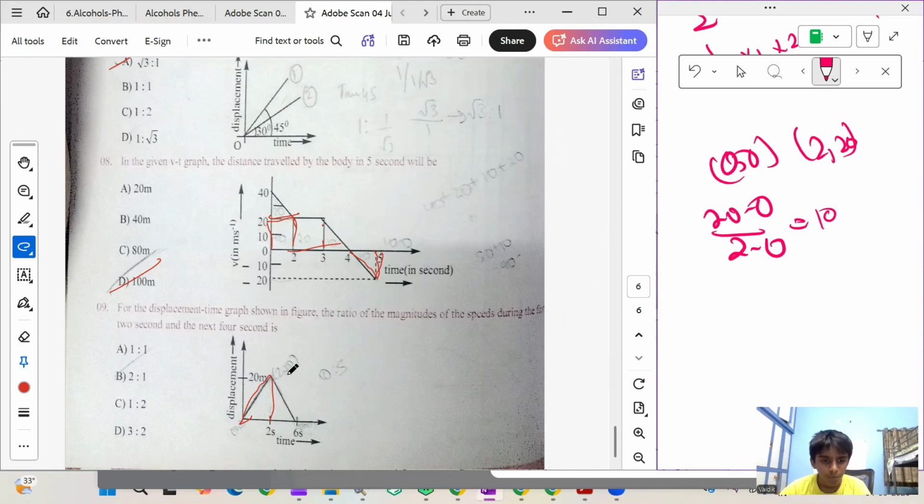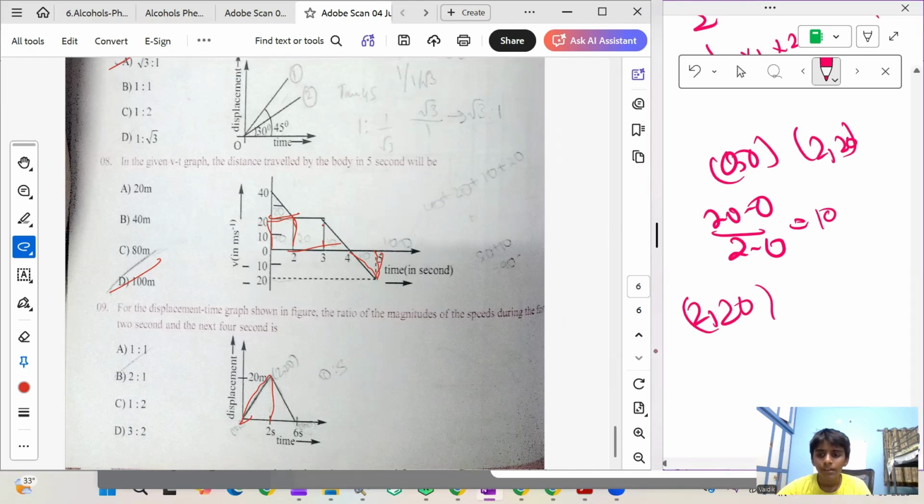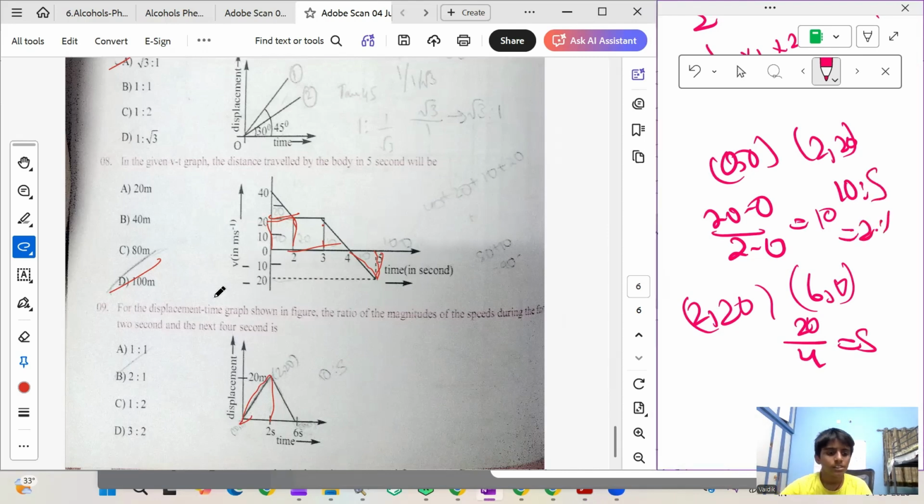And for the next 4 seconds, it is from 2 comma 20 to 6 comma 0. So it is 20 by 4, which is 5. Now the ratio of speeds is 10 is to 5, which is 2 is to 1. So the answer for ninth question is option B.